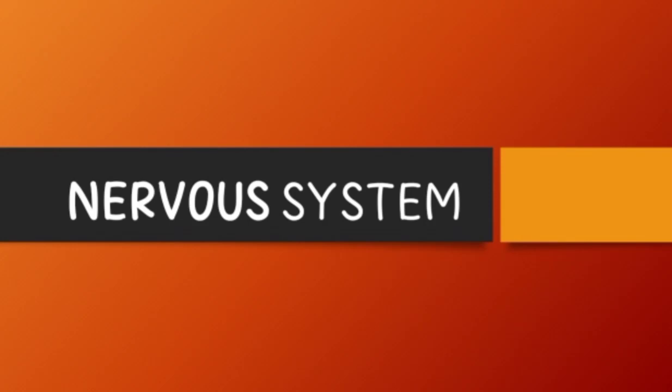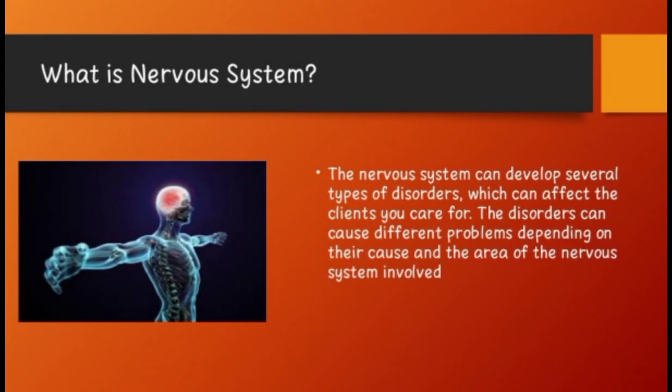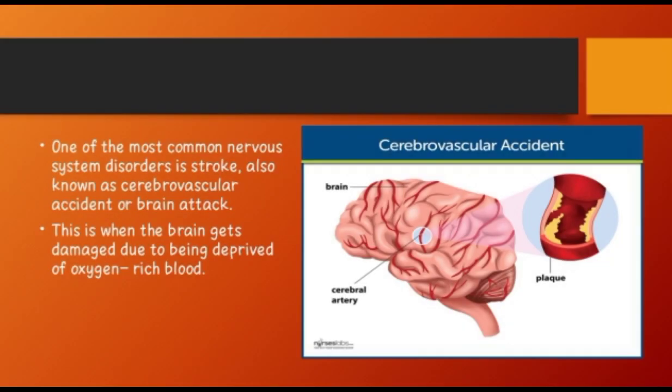Nervous system. What is nervous system? The nervous system can develop several types of disorders which can affect the clients you care for. These disorders can cause different problems depending on their cause and the area of nervous system involved. One of the most common nervous system disorders is stroke, also known as cerebrovascular accident or brain attack.